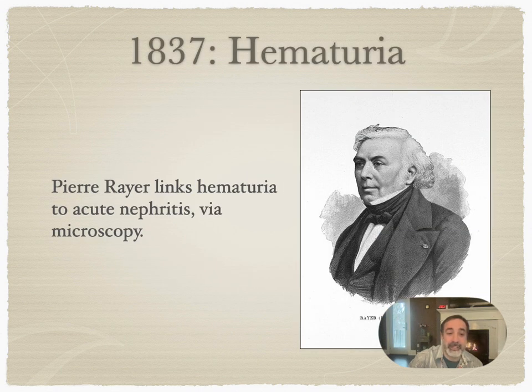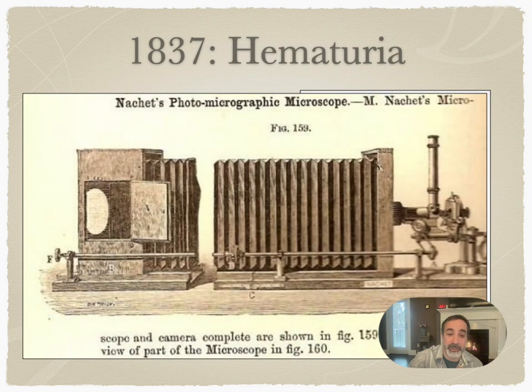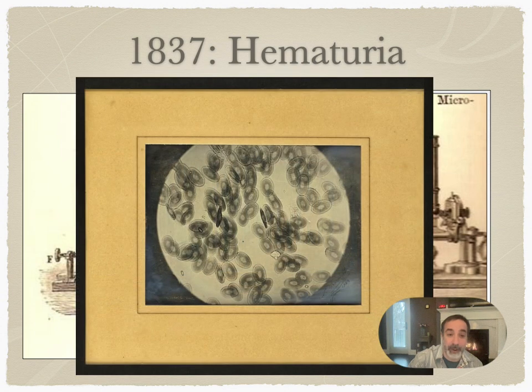In 1837, Pierre Rayer would link hematuria to acute nephritis, and he does so through the microscope. He might have even looked through an early microscope camera, like this, to capture an image, a photomicrograph, of red cells like this.